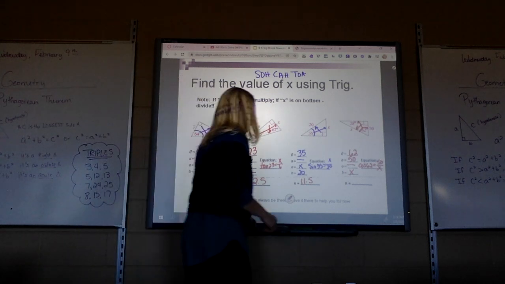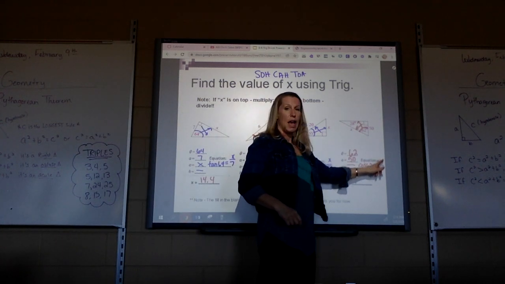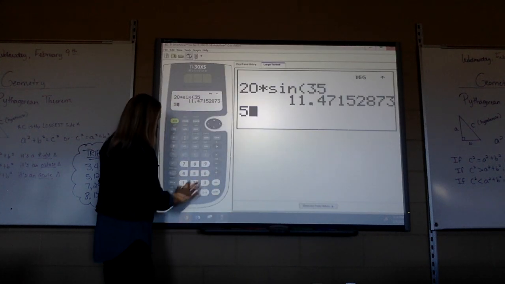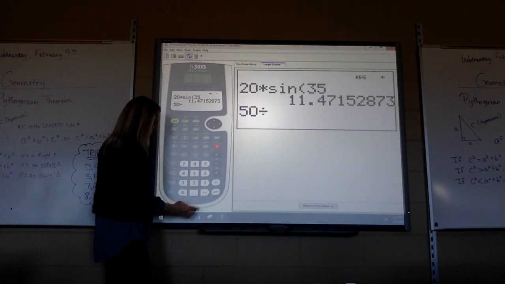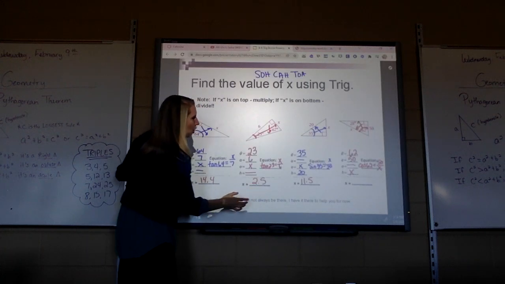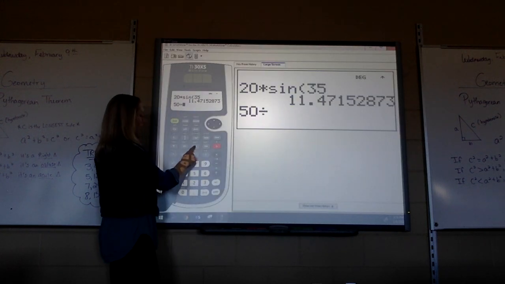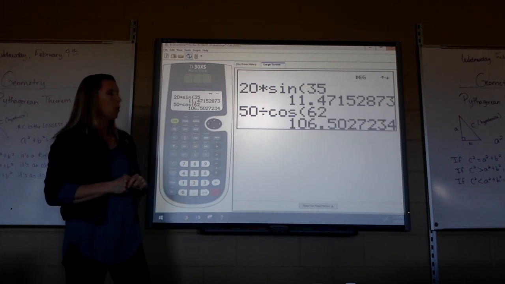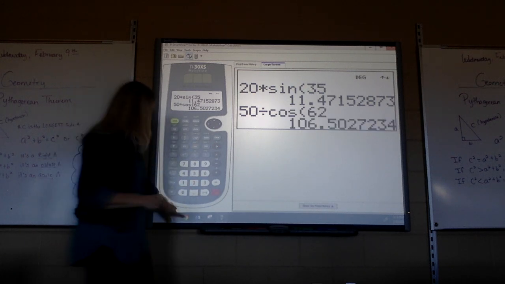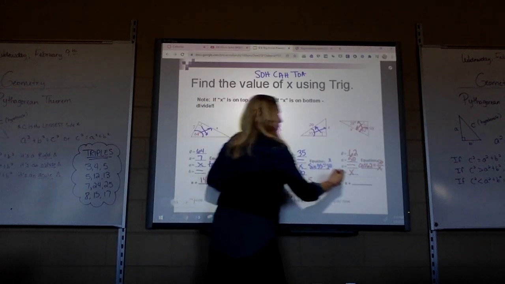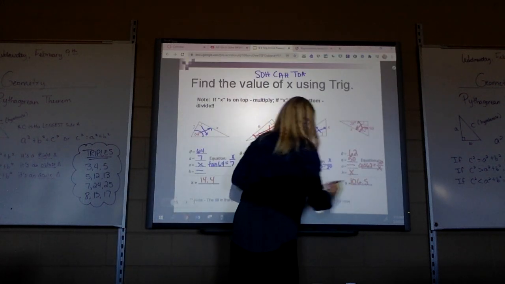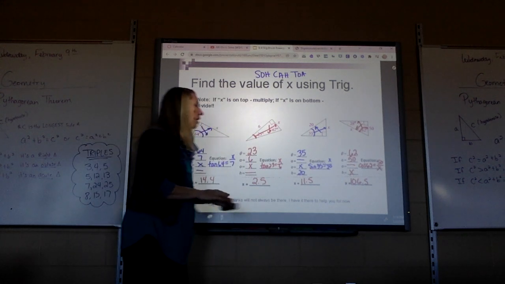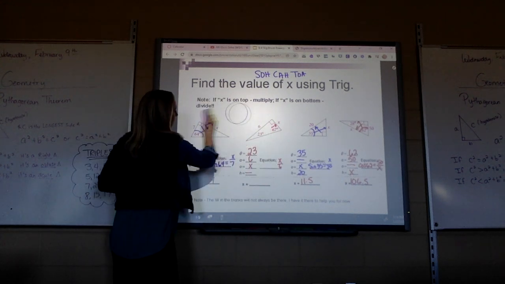So again, you still have to start with the number by the X. So I would type 50 in my calculator first. 50 divided by cosine 62. Make sure you hit cosine 62, and I get 106.5. Okay, so that is how you find the side lengths.